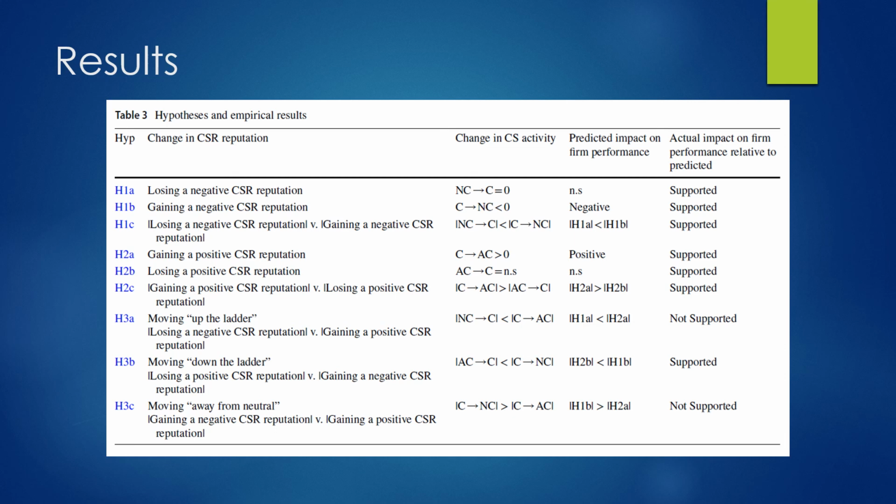Thus, the size in absolute terms of the two upward steps in terms of their correlation with firm performance is roughly the same, so that their difference is not significant. In the case of hypothesis H3C, which we refer to as moving away from a neutral CSR reputation, we stated that gaining a negative CSR reputation should have a stronger effect on performance than gaining a positive CSR reputation. But empirically, our results show no statistical difference between the size of these two steps in absolute terms.